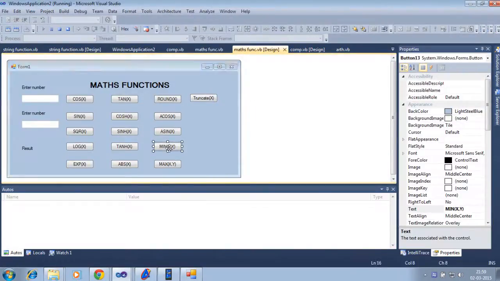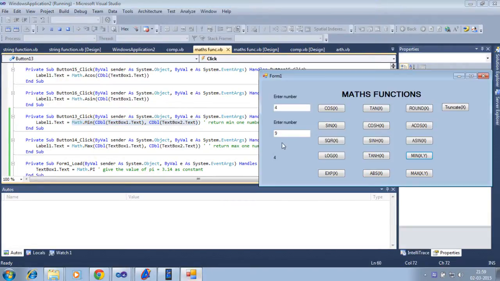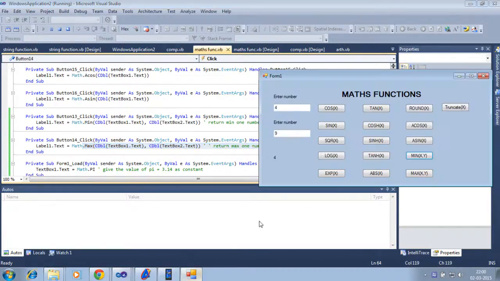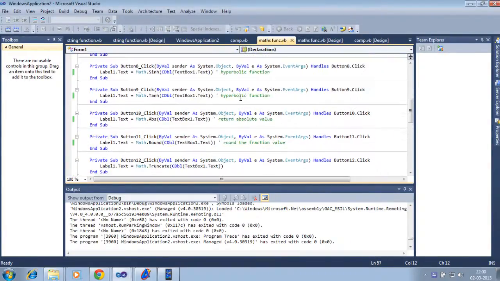Here are the minimum functions. They compare the two numbers and return one number. That's the minimum function. It returns the minimum one number out of two numbers. Similarly, max is the maximum value compared with two numbers and returns one number. If you enter max, then 9 will be returned. So these are the mathematical functions you use here.